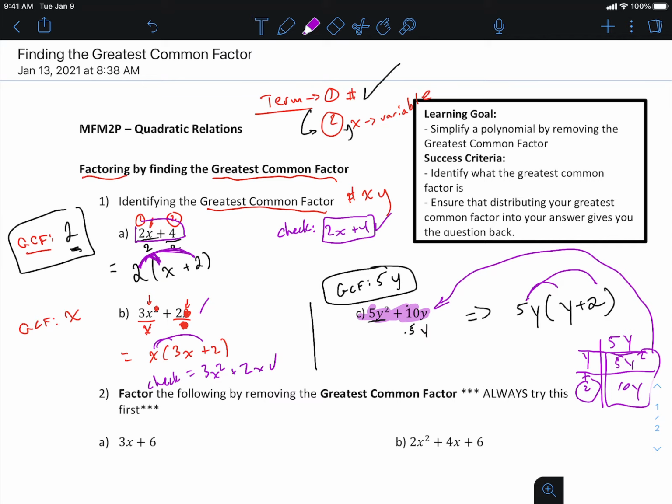This is our answer to this question for factoring. Okay. That's our answer. All right, does anybody have any questions?